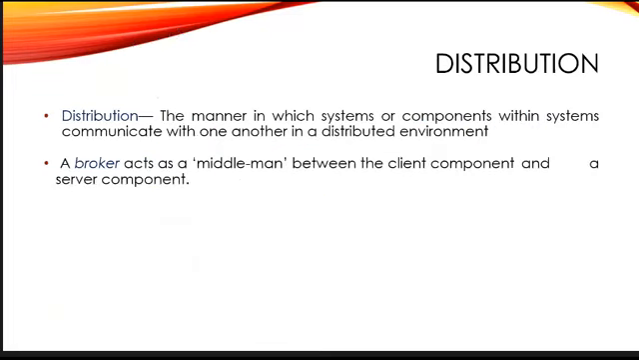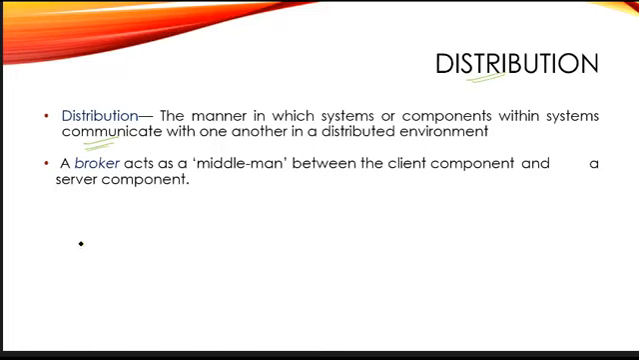The next type of architecture is distribution. Distribution is the manner in which the system or components within the system communicate with one another in a distributed environment. Distribution means distributing the data. If one task is completed by one component and that data needs to be accessed by some other component for completing another task, that is how you want the data to be distributed. When these different components communicate, either by accessing data or by message passing, that is called distribution.